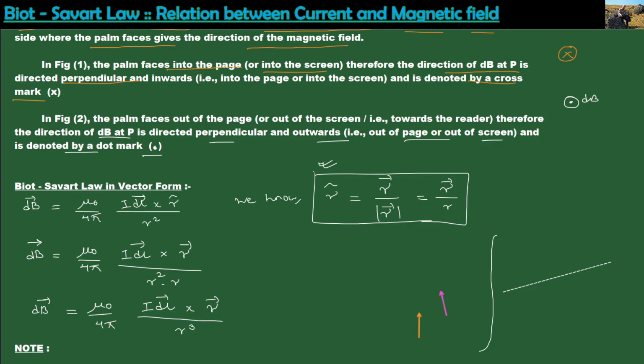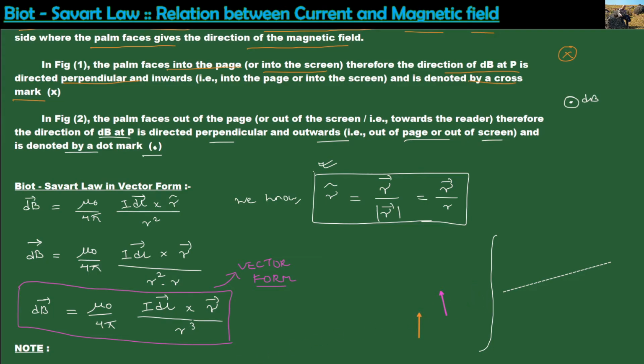Remember, in Biot Savart Law in vector form it is in terms of r cube, whereas in scalar form it is in terms of r square. So this is the formula for Biot Savart Law in vector form. This is our vector form of Biot Savart Law. So from here, let us represent those important points.